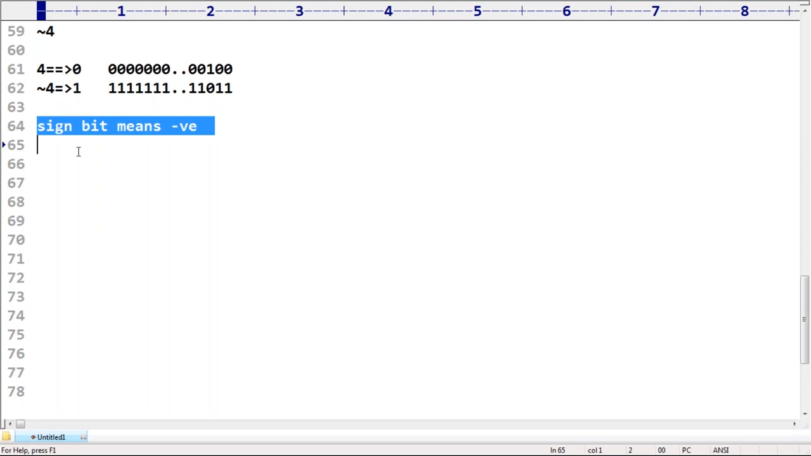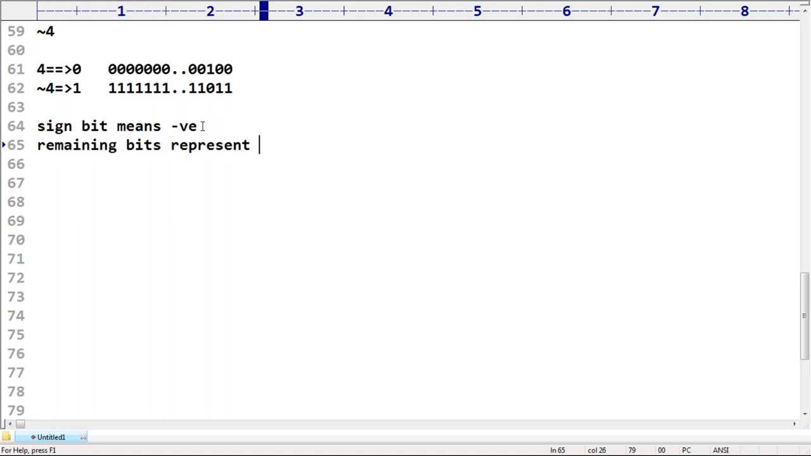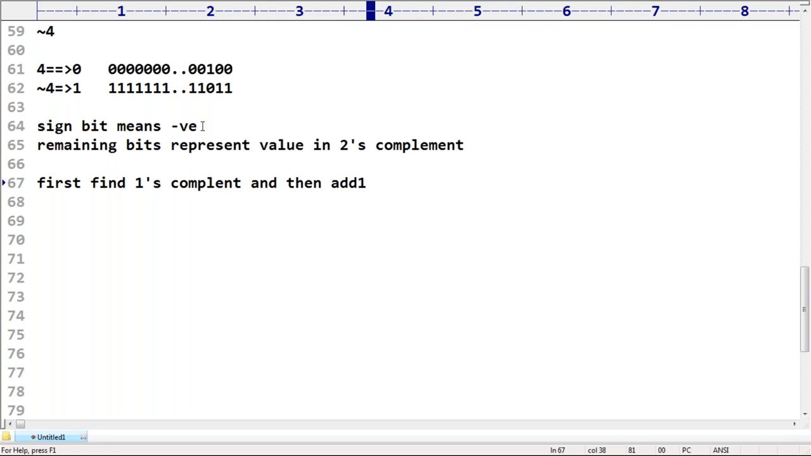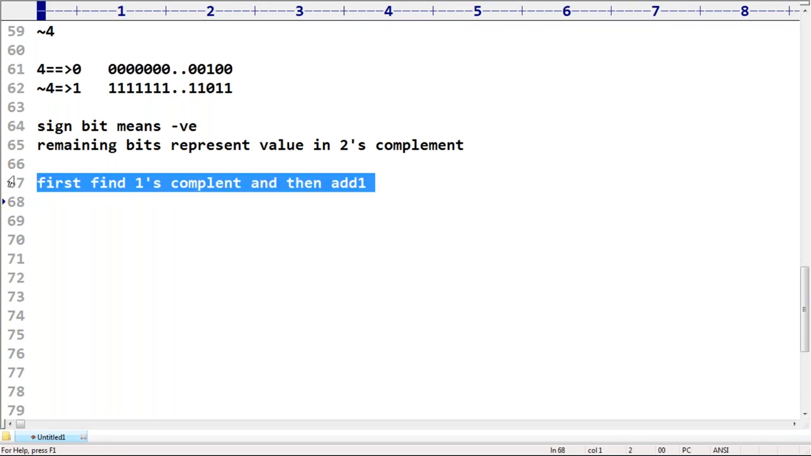It means a negative number. If the sign bit is 1, it is a negative number. If it is a negative number, the remaining bits represent the value in 2's complement form. Sir, how to find 2's complement? First we have to find the 1's complement, and then add 1. This is how you can find 2's complement. And how to find 1's complement? Interchange zeros and ones. That's all.